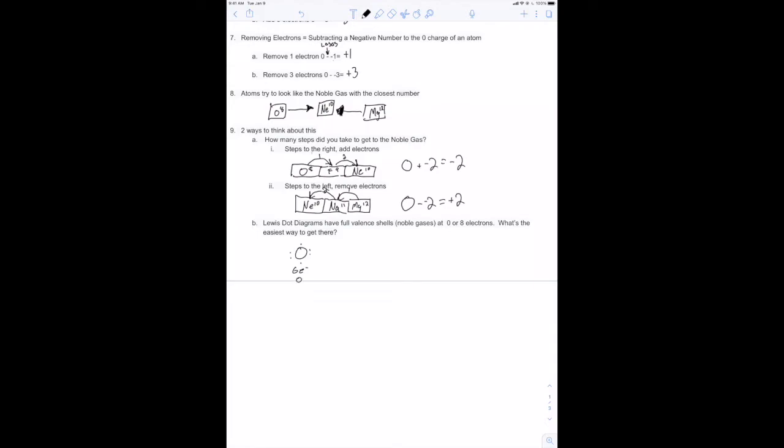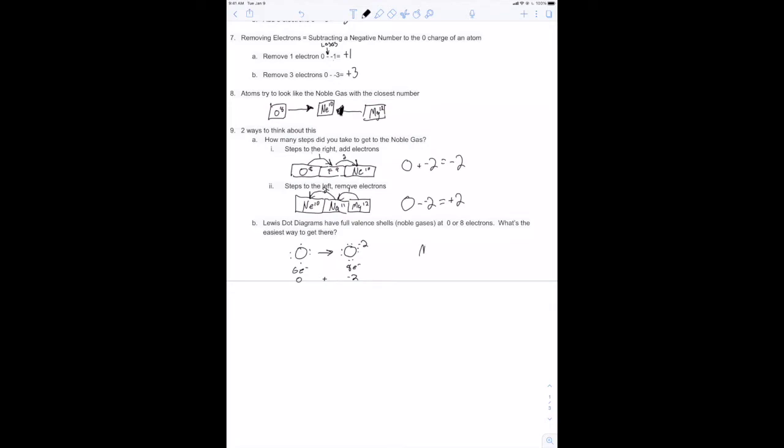Now, when oxygen becomes an ion, it needs to have a full valence shell. So it is going to have 8 valence electrons. In order to get to 8, we need to add 2 electrons. And then when you have a neutral atom that gains 2 electrons, it results in an ion with a -2 charge. So right there, we have our oxygen ion with a -2 charge.